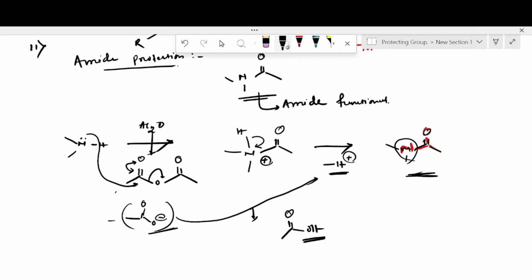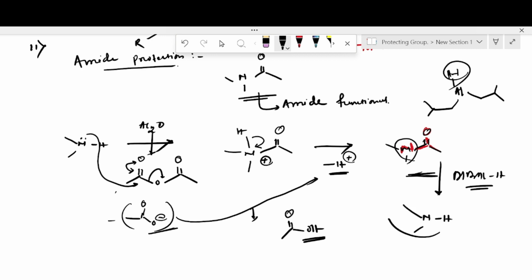After formation of the amide, we need to deprotect also. So how to deprotect? For deprotection, we need DIBAL. What is DIBAL? DIBAL is diisobutylaluminum hydride. This is the chemical structure of DIBAL. This is a hydrogen. So that amide will reduce to the amine and get deprotected.